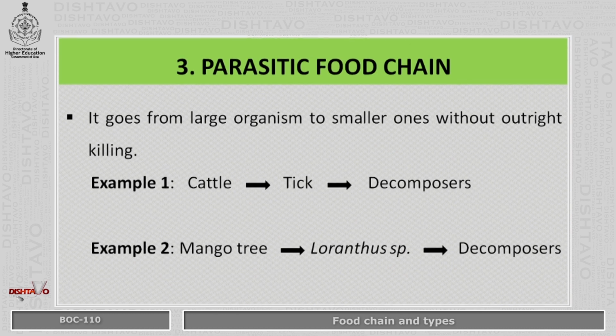Coming to parasitic food chain, it goes from larger organisms to the smaller ones without outright killing. So we have an example: cattle, ticks, decomposers. These ticks grow on the cattle and when these ticks die, decomposers feed on them. Similarly, we have a second example. We have a mango tree. On the mango tree, a parasitic plant grows, that is Loranthus species or even Cuscuta. And when these die, decomposers feed on them. So this is how the parasitic food chain works or continues.